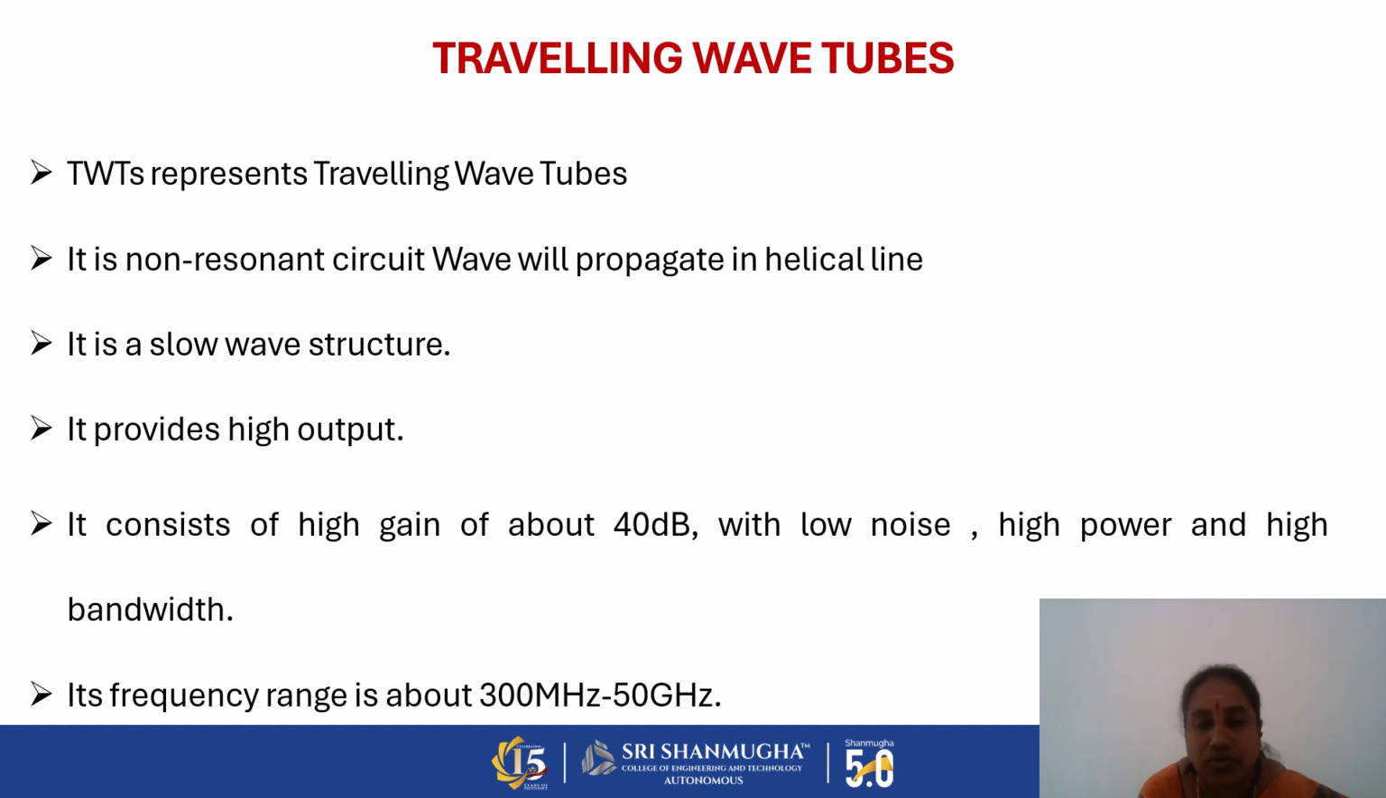Next one, traveling wave tubes. The traveling wave tube is nothing but a slow wave structure. In general, based on the frequency ranges, the traveling wave tube, that is TWT, will be considered. The frequency range of the traveling wave tube starts from 300 megahertz up to 50 gigahertz. We utilize traveling wave tubes in general microwave applications. It is a non-resonant circuit. It will propagate only in the helical line, and the electrons travel in the helical line structure. That's why it is called a traveling wave tube. It is also called a slow wave structure.